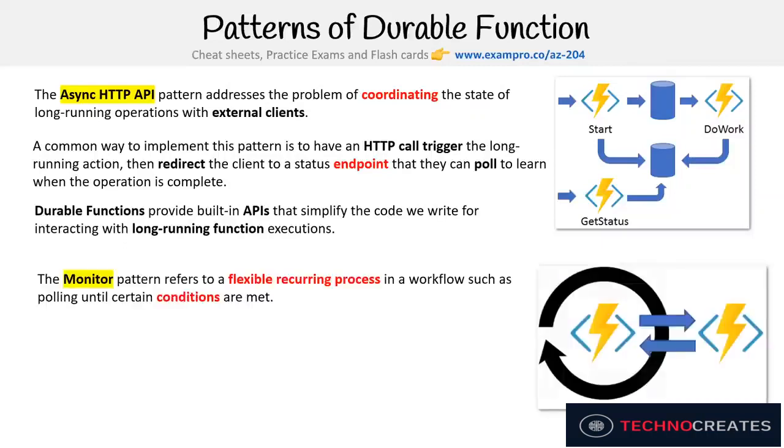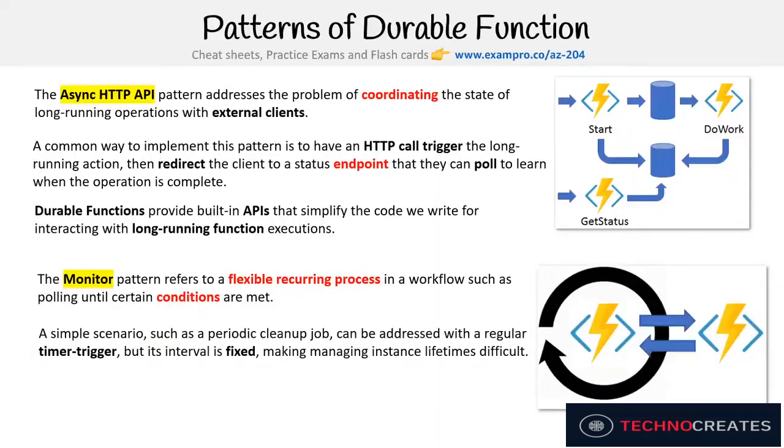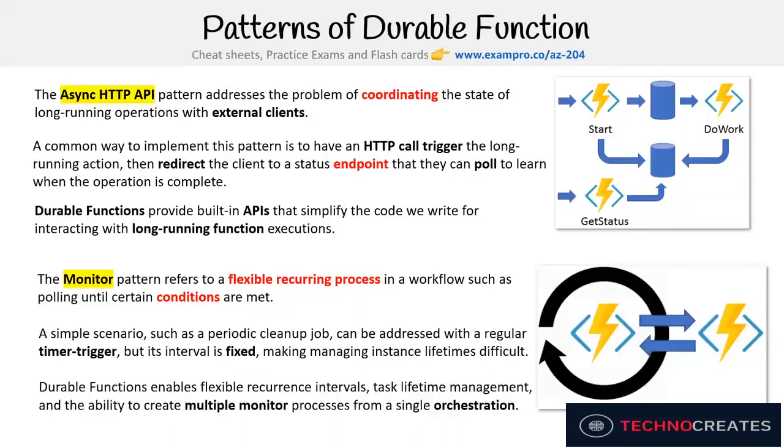The monitor pattern refers to a flexible recurring process in a workflow, such as polling until certain conditions are met. A simple scenario such as a periodic cleanup job can be addressed with a regular timer trigger, but its intervals are fixed, making managing instance lifetime difficult. Durable functions enables flexible recurrence intervals, task lifetime management, and the ability to create multiple monitor processes from a single orchestration. A little bit more here.